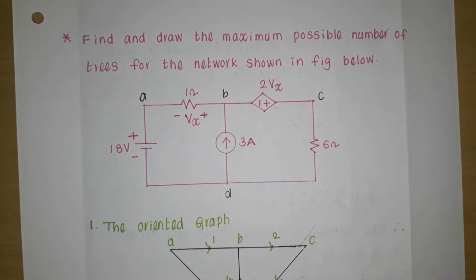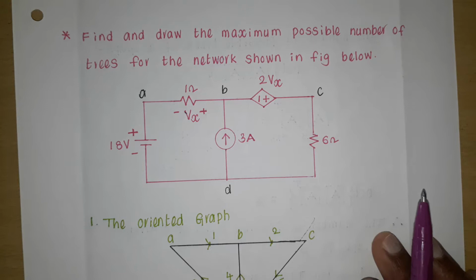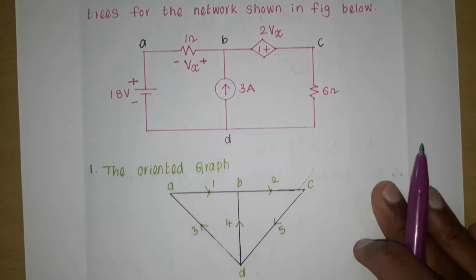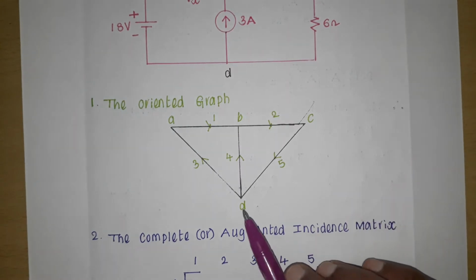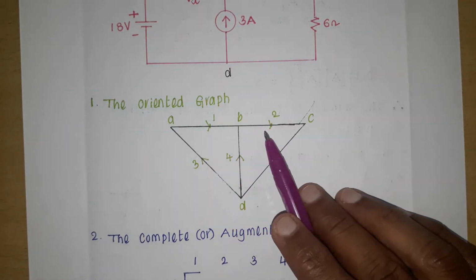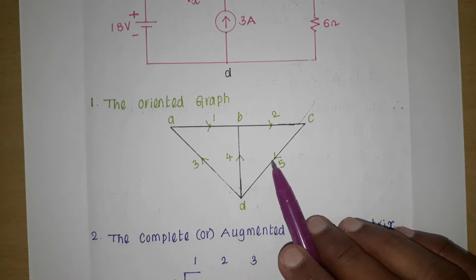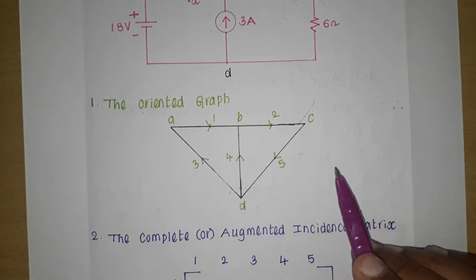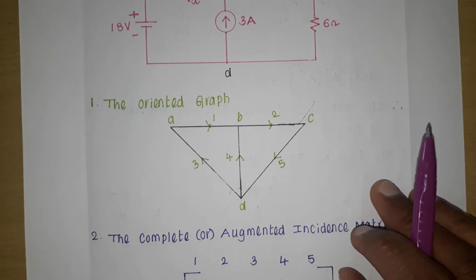So 5 branches are there. To get the maximum number of possible trees, first we have to draw an oriented graph for the given circuit. So this is the oriented graph. A, B, C, D are the nodes and there are 5 branches, and giving directions to the branches makes it an oriented graph.